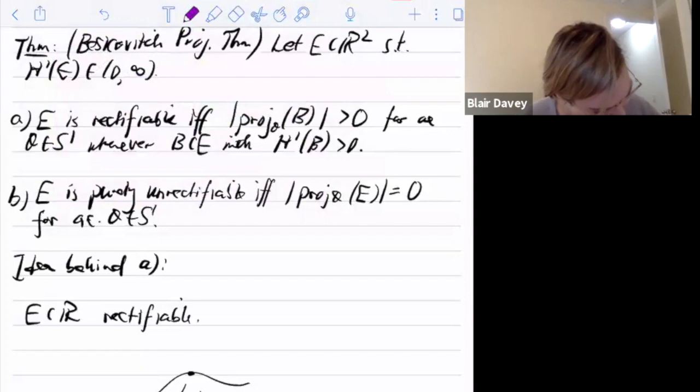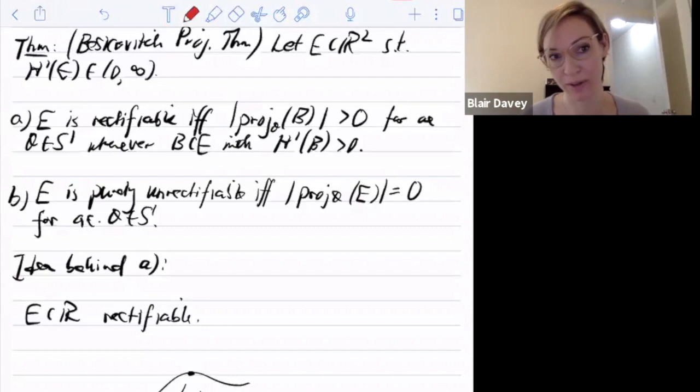If I choose to project onto the direction of the tangent, or sorry, technically I'm projecting orthogonal to it, I pick up a point, which is a set of measure zero. But if I choose any other direction, I pick up a little interval, which has finite measure. So that is the cartoon explanation for where that first part of the statement is coming from. There's one angle where you're not going to see anything except a point, which has Lebesgue measure zero, but everywhere else you'll pick up a little interval.